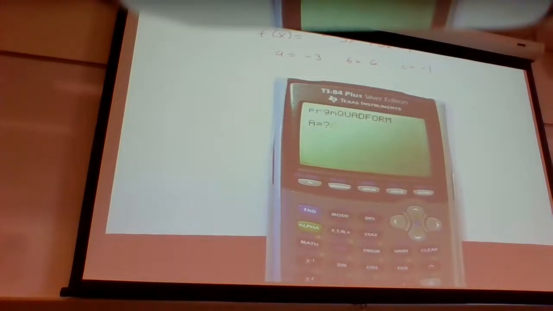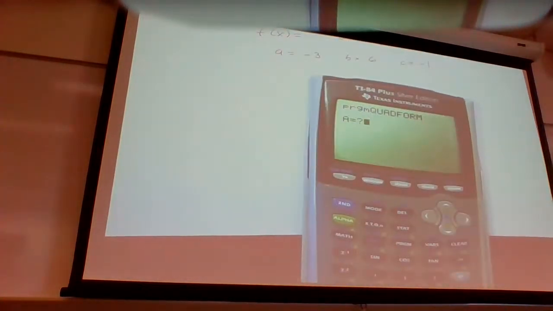A. What's A? Now, negative is the button on the bottom, so be careful. Put in negative 3, enter. What's B? 6, enter. What's C? Negative 1, push enter. Now, what is the calculator doing? The same thing. The same thing.